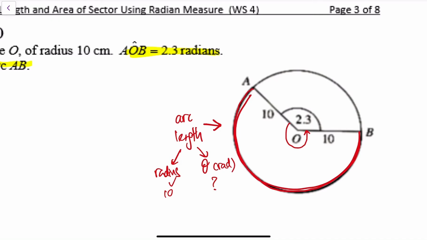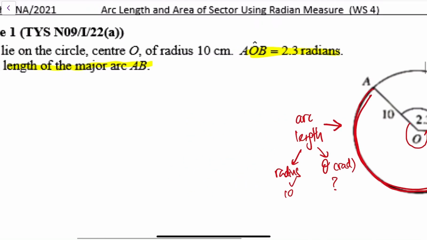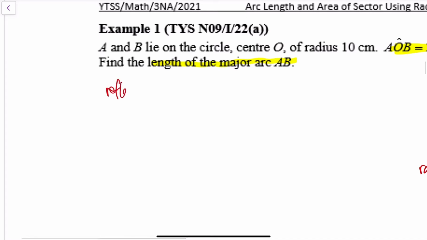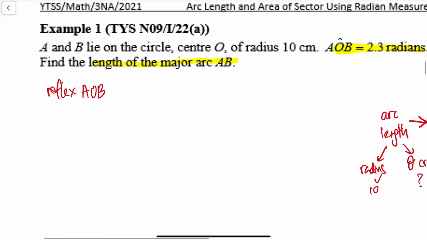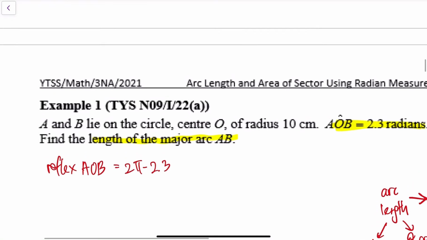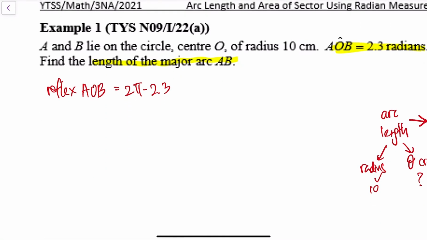How do we find it? Let's write down first. Reflex AOB is the one outside. We know that one full circle is 2 pi and the other side is 2.3. So we just need to write that down. Reflex angle is 2 pi minus 2.3. Do I need to find out the full form? No need, because this is not the final step. We can leave it as accurate as possible. The final answer is not asking for the reflex angle, right? They're asking for the length of major arc. So I'm just going to leave it like that.